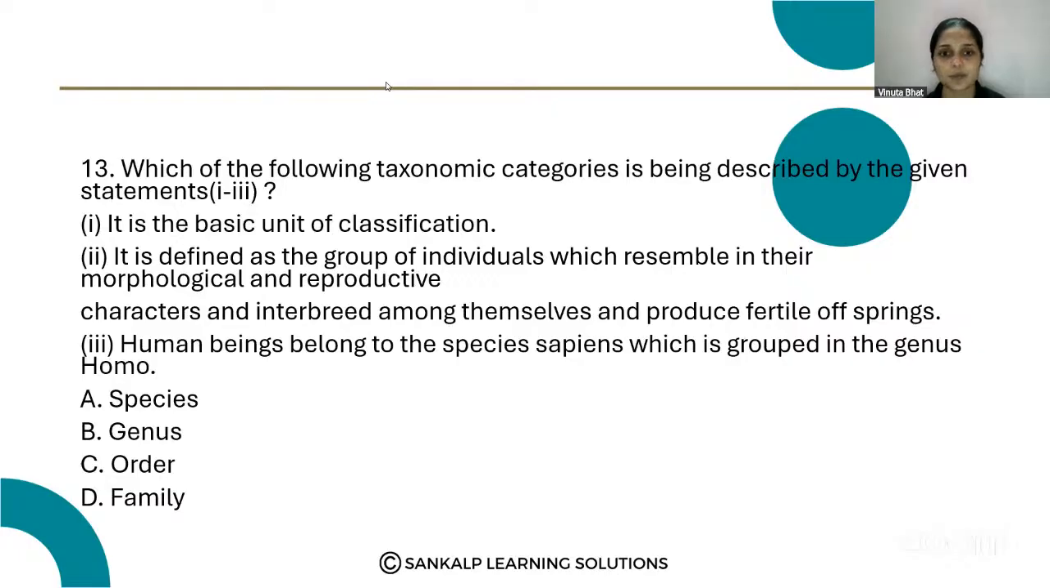Option A, species. Yes, correct. Option A is the correct answer. So here, species is described in the above sentences. It is the basic unit of classification. Yes, it is defined as the group of individuals which resemble and are able to interbreed. That is also correct. Human beings belong to the species sapiens. That is also correct. So here, species is described in the sentences.